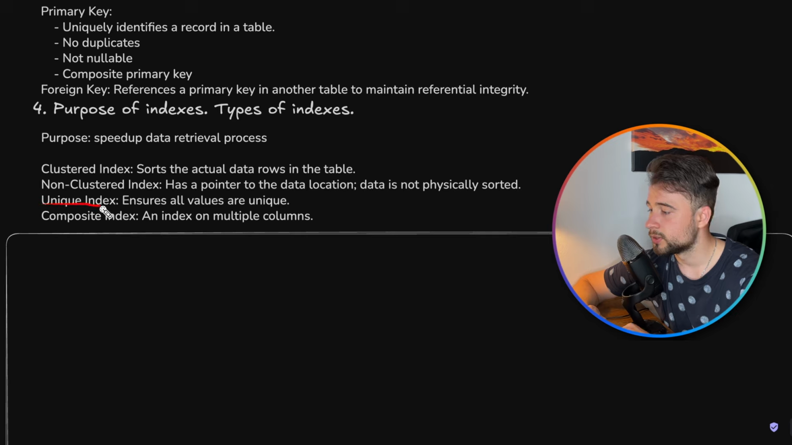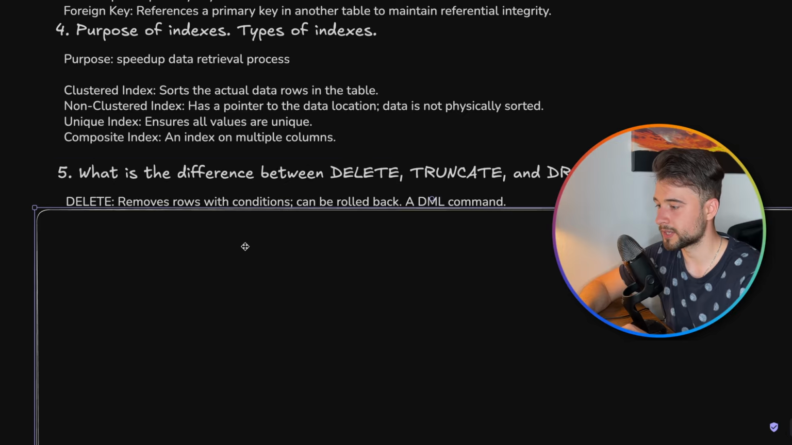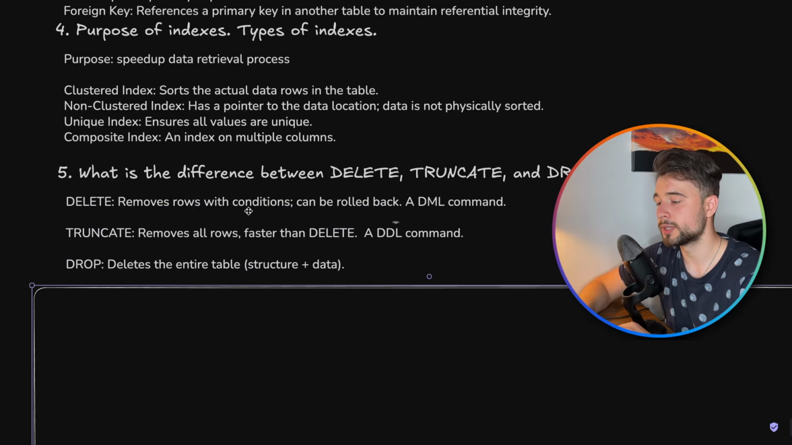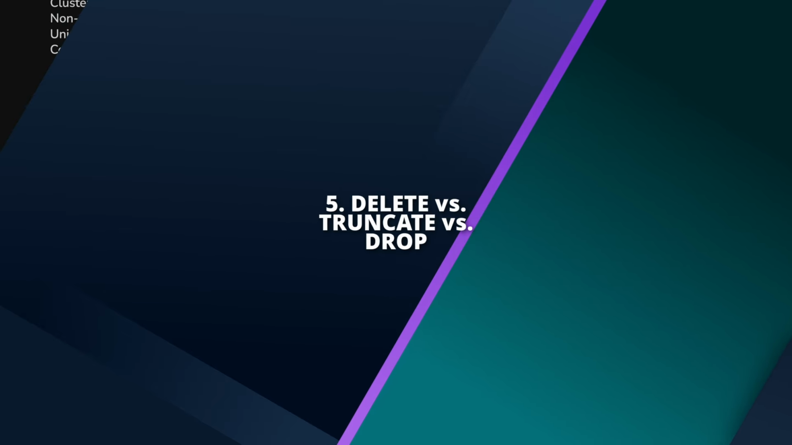So unique index, the main goal of this index is just to ensure that all values are unique. Pretty simple. A composite index is a feature where an index can be built on several columns. So basically not just on one column, but on two or more. And question number 5. What is the difference between delete, truncate, and drop?